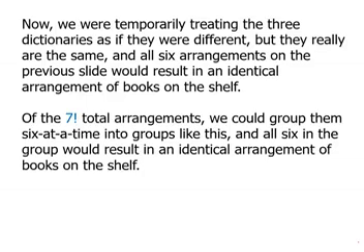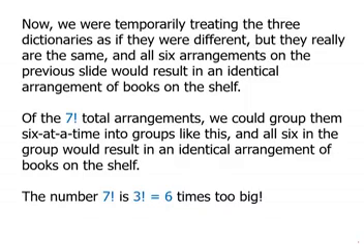Of the 7 factorial total arrangements, we could group them 6 at a time into groups like this, and all 6 in the group would result in an identical arrangement of books on the shelf. So our number, 7 factorial, is actually 3 factorial too big. In other words, it's 6 times too big, and therefore we have to divide by 3 factorial.